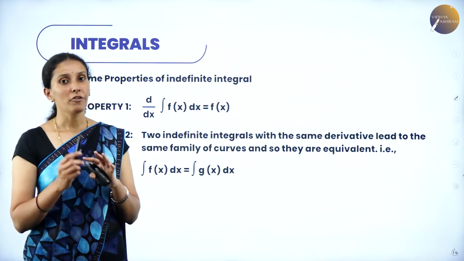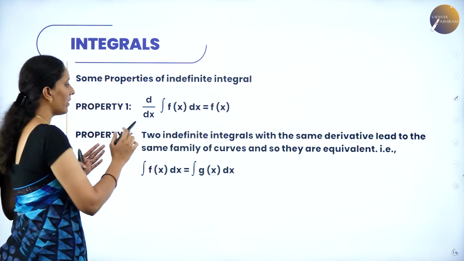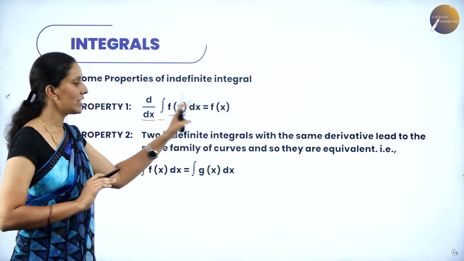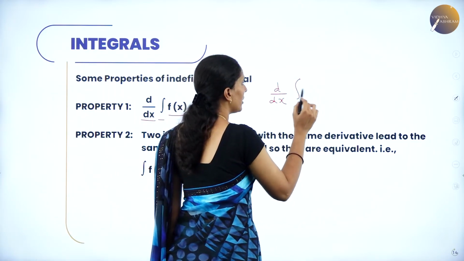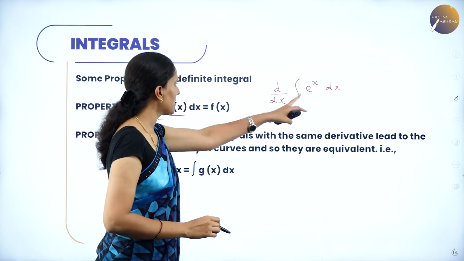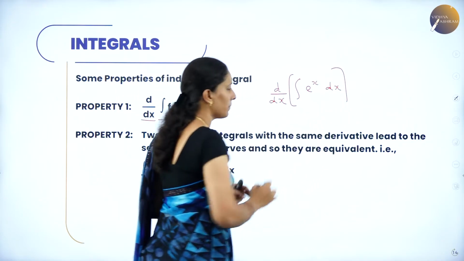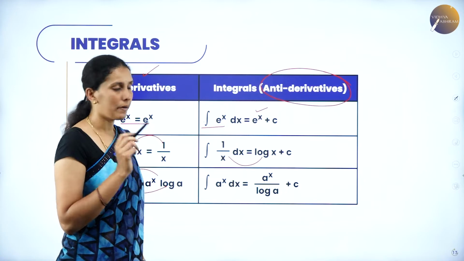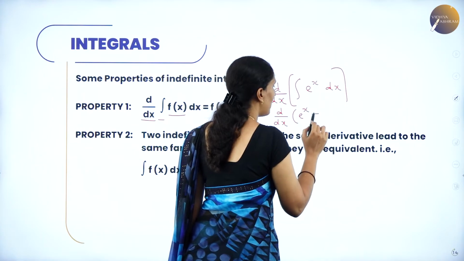Now, let's move on to some of the properties of integrals. The first property of the integral says, whenever the derivative and integral of the function are given together, the value is just f of x. That is, whenever d by dx of integration of e power x dx is given, then the value must be e power x only. Let's check this now. First, let us integrate e power x. Integration of e power x dx is e power x only. So, that is d by dx of e power x plus c.